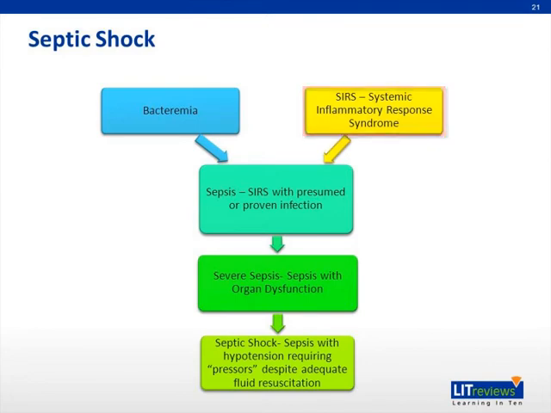When you have SIRS, along with either a documented or suspected source of infection, that brings us to sepsis. When you have sepsis along with organ dysfunction, that brings us to severe sepsis. And when you have sepsis with hypotension requiring inotropic drugs, despite adequate fluid resuscitation, we've now entered into septic shock.